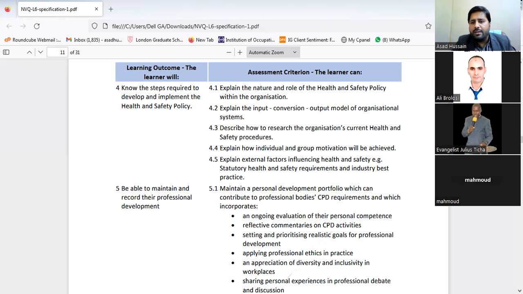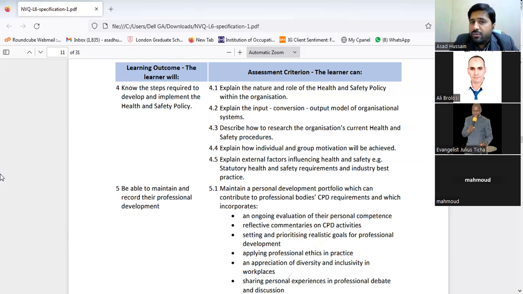Now moving forward, it is saying number one, explain. Now what we are discussing is that we are new to developing a system. All of you know that the health and safety policy is the foundation stone of any health and safety management system. So in 4.1, the criteria is to explain the nature and the role of the health and safety policy within the organization.